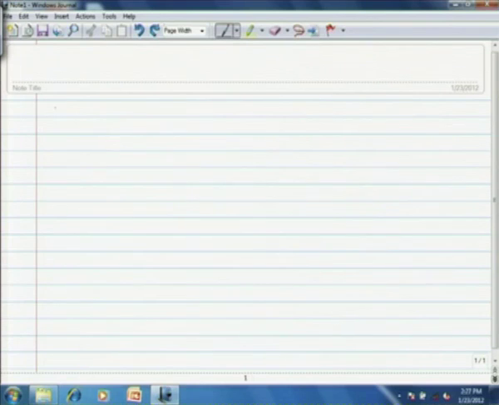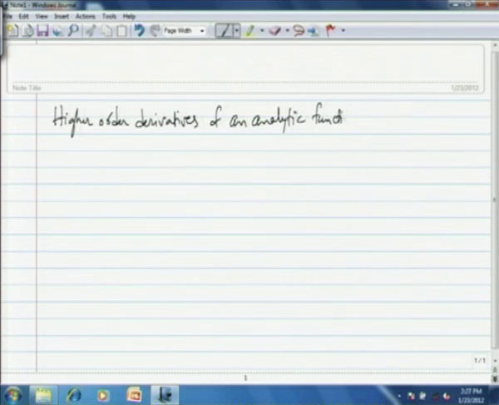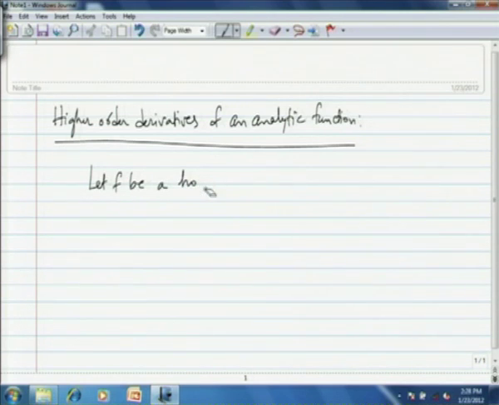So, today we are going to see higher order derivatives of an analytic function. Okay. So, here is the setup. Let f be a holomorphic function. So, let f be holomorphic or analytic. I explained that holomorphic is another word for analytic.